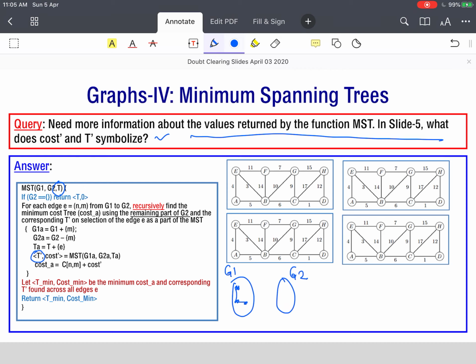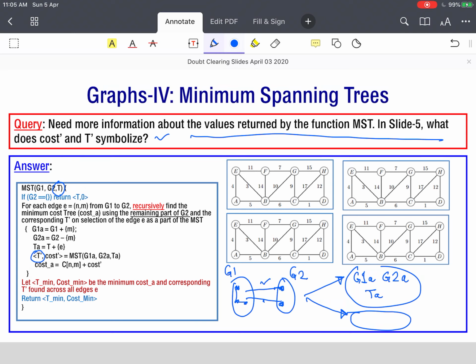The edges chosen in G1, which was the spanning tree of the nodes of this, is T. Now from here, suppose there are 2 edges, then the algorithm recurs in 2 directions, one to choose this edge and one to choose this edge, and in each case we made one G1A and G2A, and we made TA. TA was made by adding this edge in this part and this edge in this part.